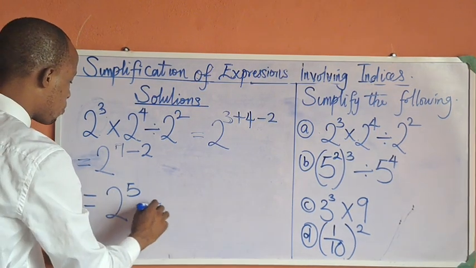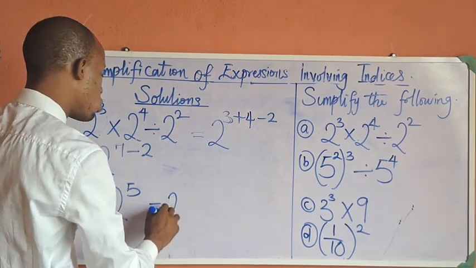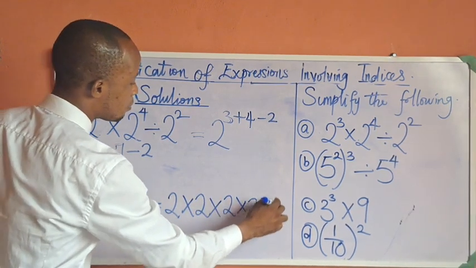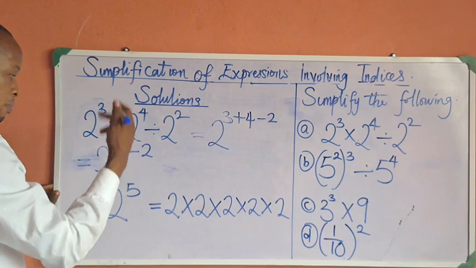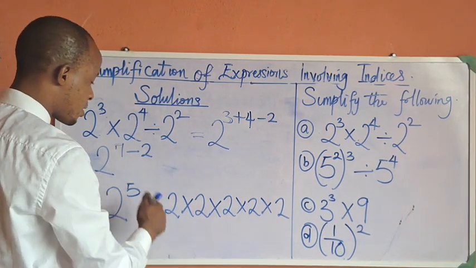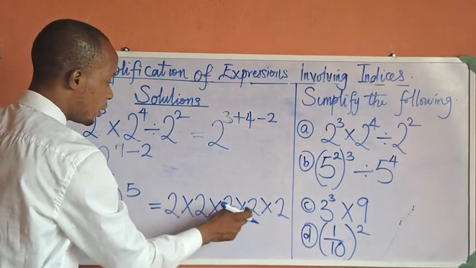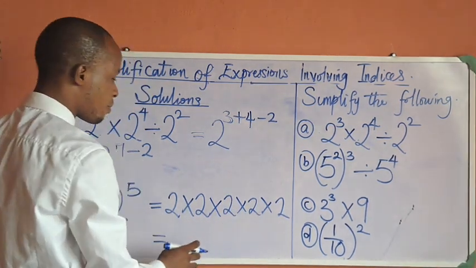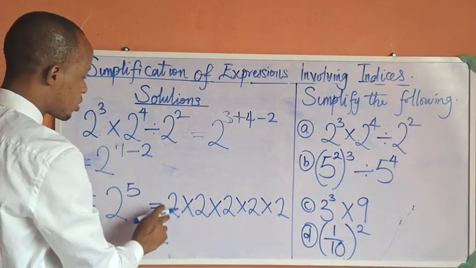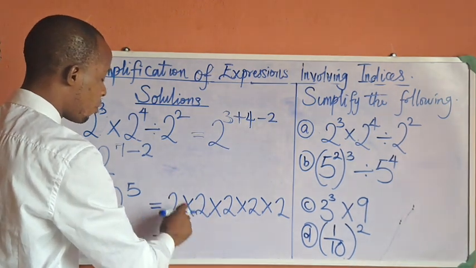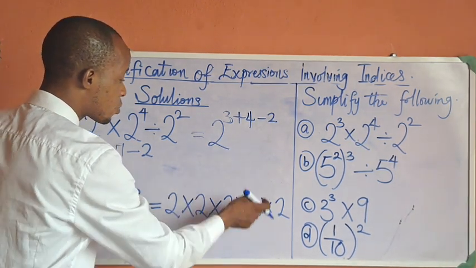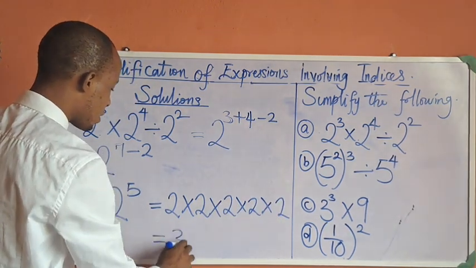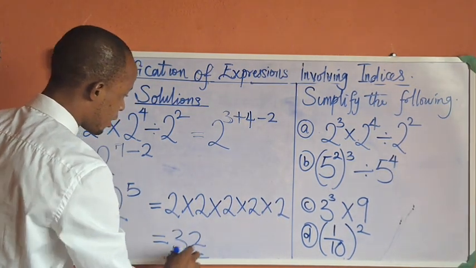And 2 raised to power 5 simply means 2 multiplied by itself 5 times. 2 raised to power 5 simply means that 2 is multiplied by itself 5 times. 1, 2, 3, 4, 5. And from there, I can do my multiplication and get my final answer. So 2 multiplied by 2 is 4. 4 times 2 is 8. 8 times 2 is 16. And 16 times 2 is simply 32, being my final answer.